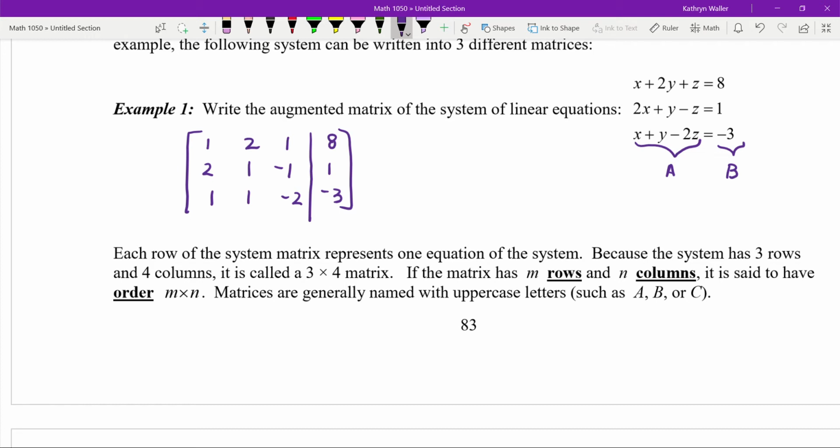These right here are called rows. These up here are called columns. One more thing I want you to write down. This right here is row 1, row sub 1. Underneath it is row 2. And underneath that is row 3, okay?